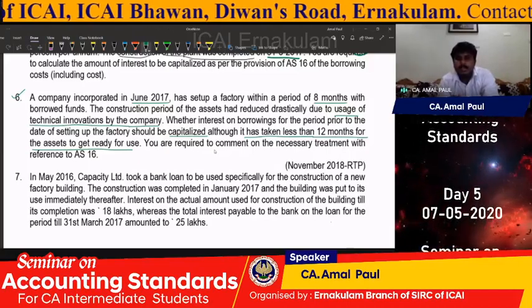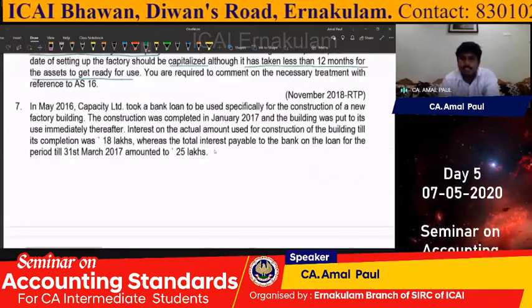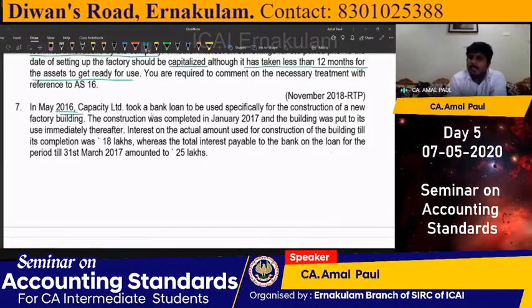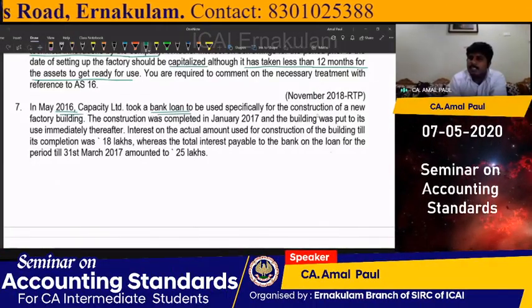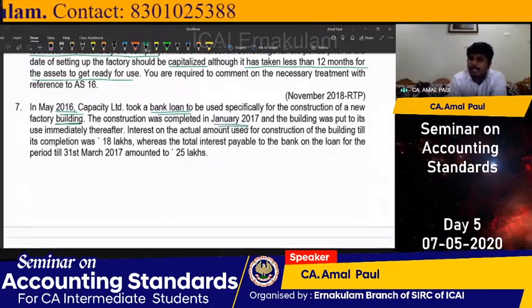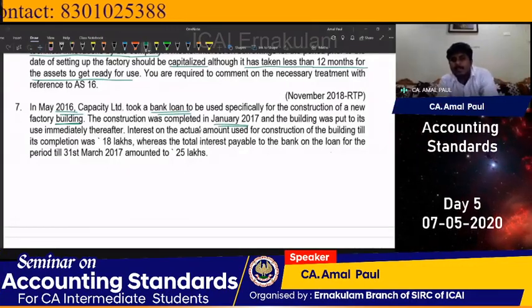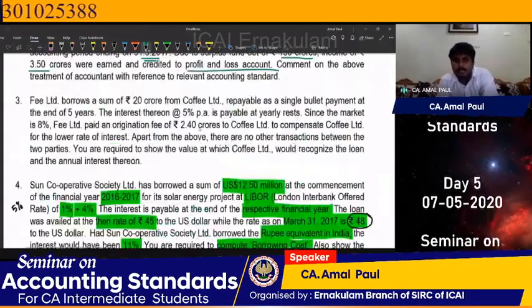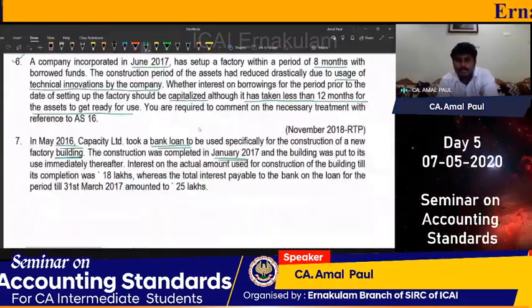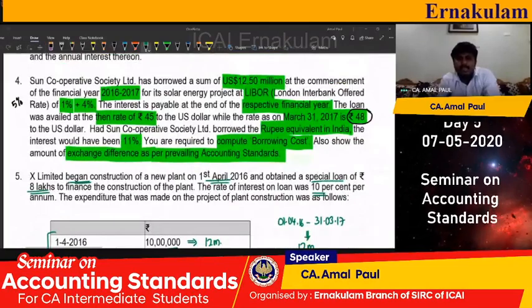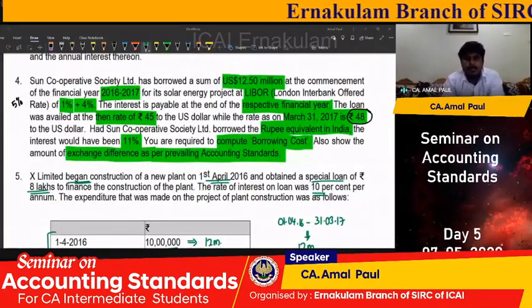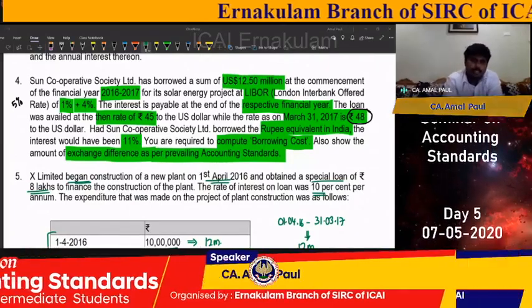Okay. Next, we will see another RTP question. In May 2016, Capacity Limited took a bank loan to be used specifically for construction of a new factory building. Construction was completed in January 2017. This is the same question we had done as your question number 1. Okay, same question they had given us in your revision test paper. So these are the certain types of questions you can expect from your borrowing cost standard.